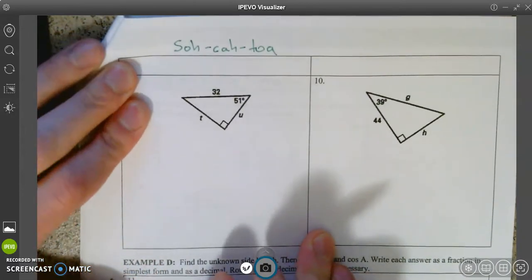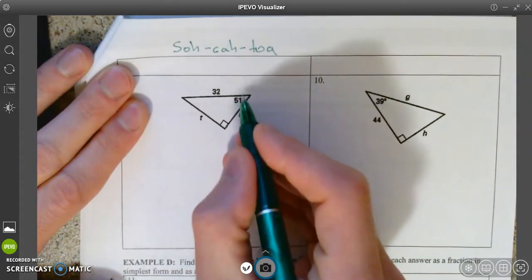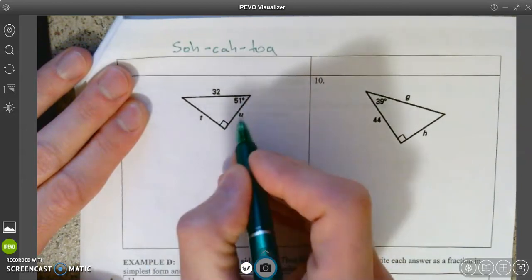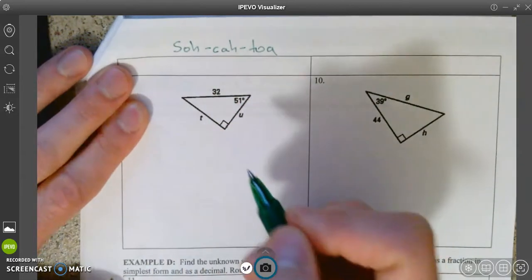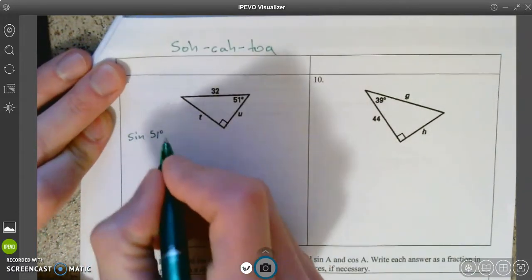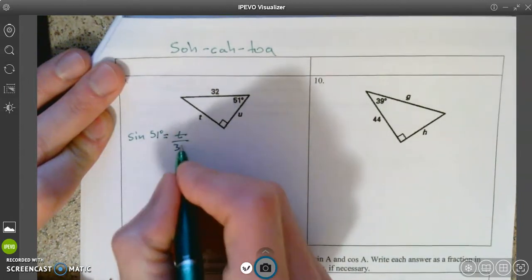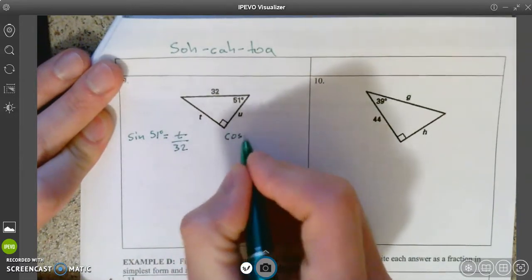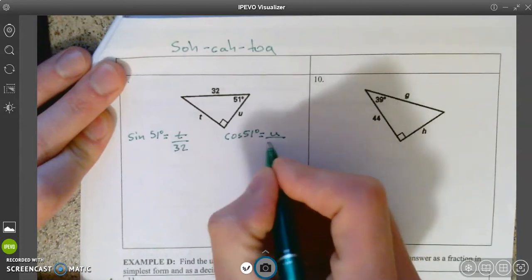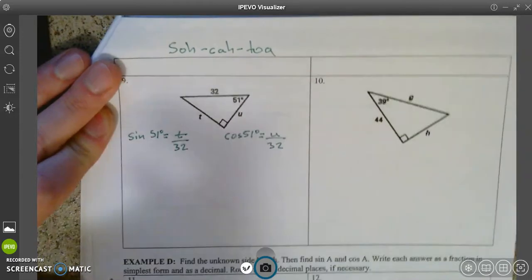Again, we want to look to see which side gives us the value that we want. For this one, 51 degrees, if I do sine or cosine, it doesn't matter because one of them will have the variable and then the hypotenuse is the other given. So I can use sine of 51 degrees is equal to opposite over hypotenuse, and I can also use cosine of 51 degrees is equal to adjacent over hypotenuse. And either one, I can do these both without actually finding the other variable first.